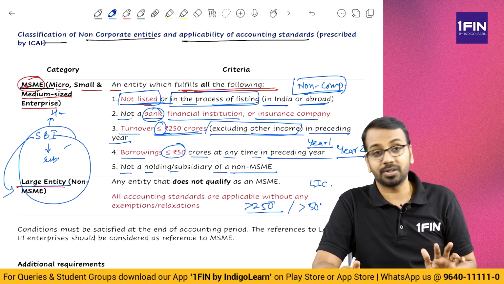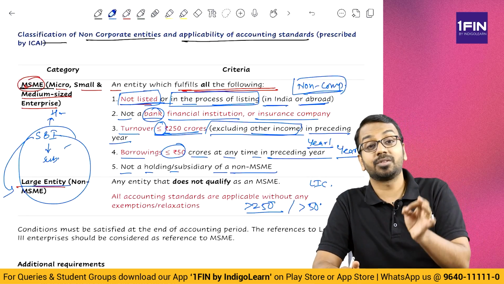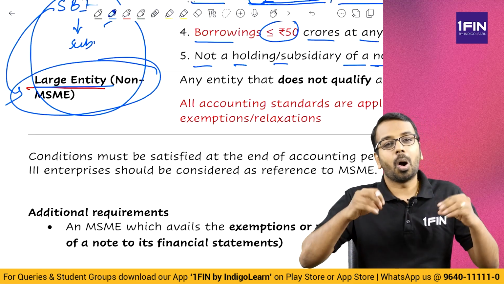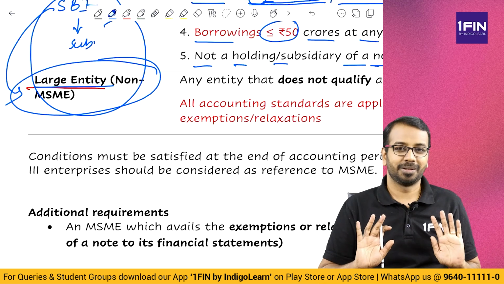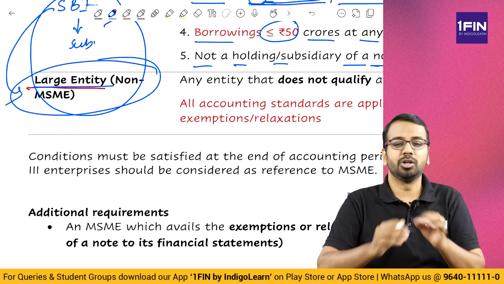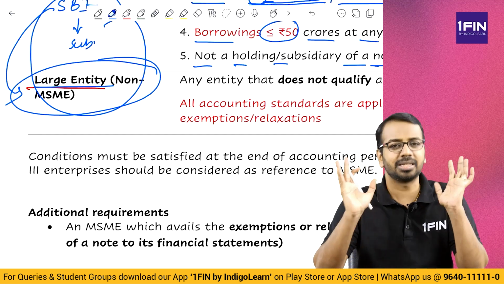Now, what is the impact of this classification? The impact is that if you are a large entity, all accounting standards are applicable. If you are a large entity, all standards are applicable. No exceptions, nothing. Everything is applicable.